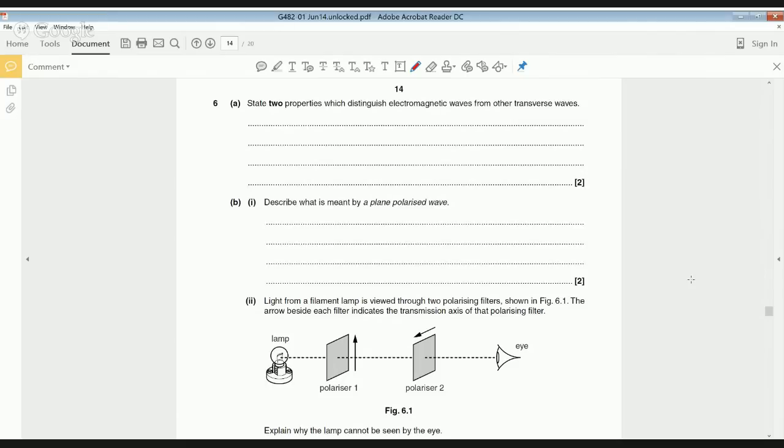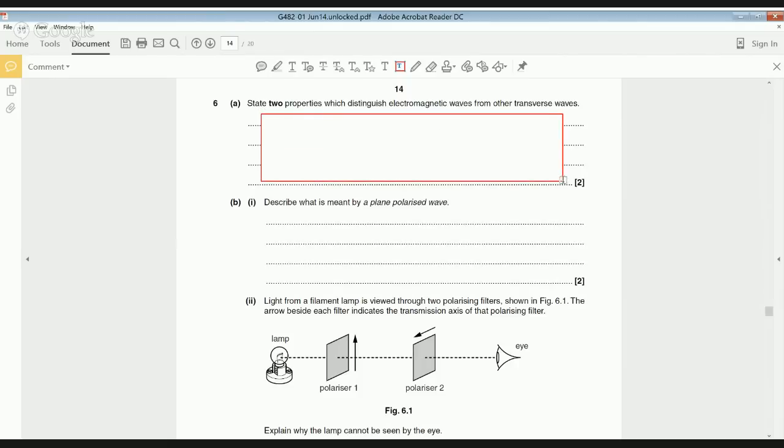Question number 6 is a waves question, mostly about polarization. It states 2 properties which distinguish electromagnetic waves from other transverse waves. This is the kind of question you want to look forward to in an exam paper. Okay, there's about 3 possible answers you can write down. They're not hugely difficult to remember.